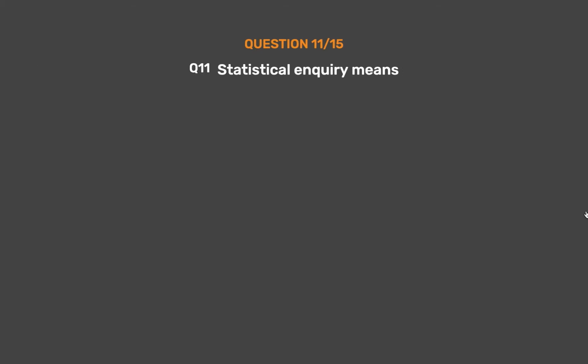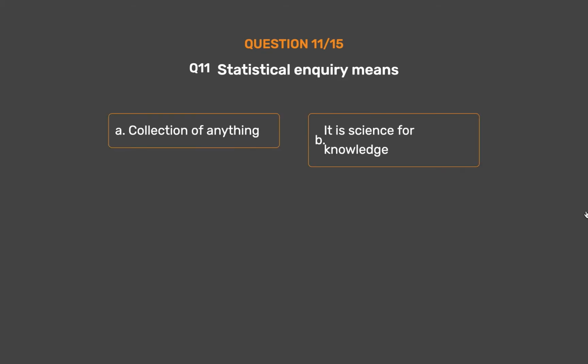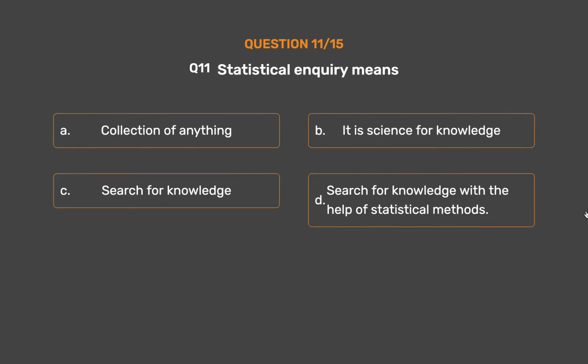Question number 11. Statistical inquiry means Option A. Collection of anything. Option B. It is science for knowledge. Option C. Search for knowledge. Option D. Search for knowledge with the help of statistical methods.